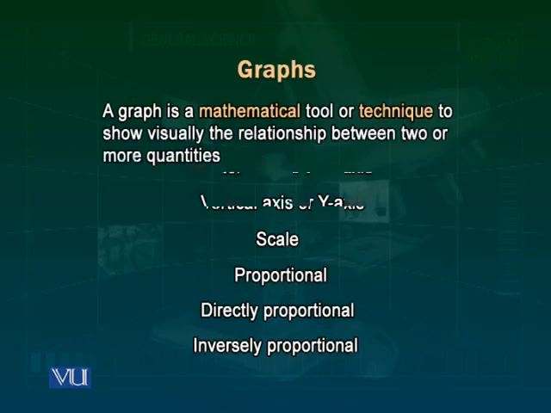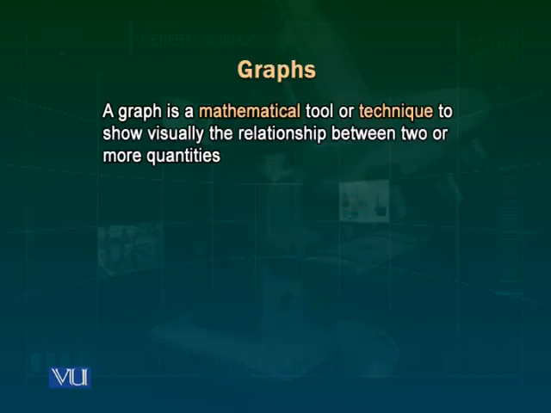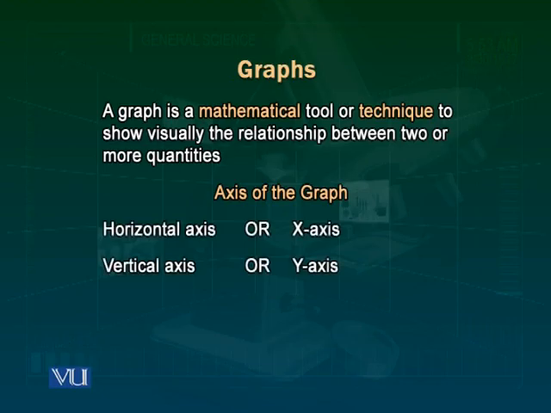Now, what exactly is a graph? A graph is a mathematical tool or technique to visually show the relationship between two quantities. The quantities are always represented along axes. We have a vertical axis and we have a horizontal axis. The vertical axis is known as the y-axis. This is known as the horizontal axis or the x-axis. And how the x-axis changes with y is a visual representation which tells us some information. And what information is exactly conveyed, we will go on to see.